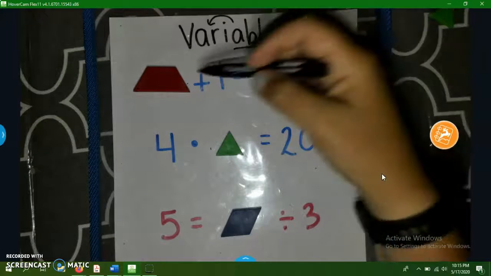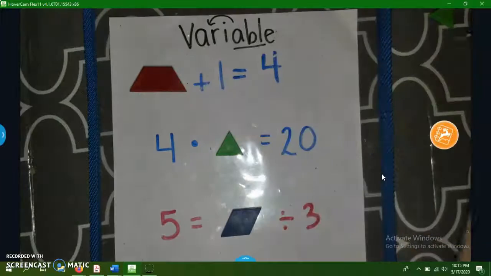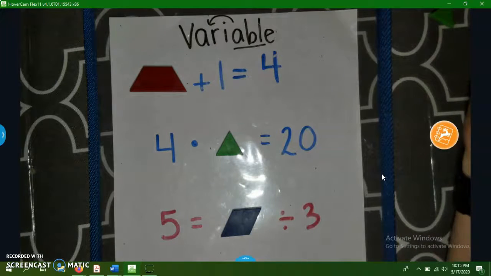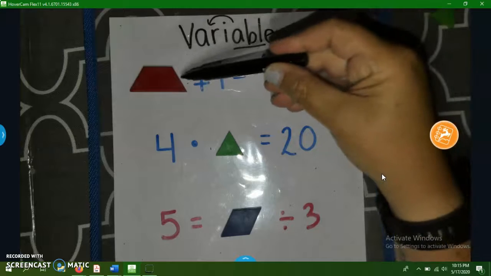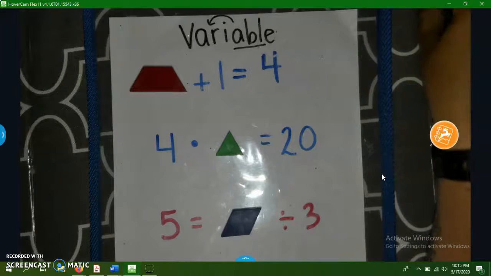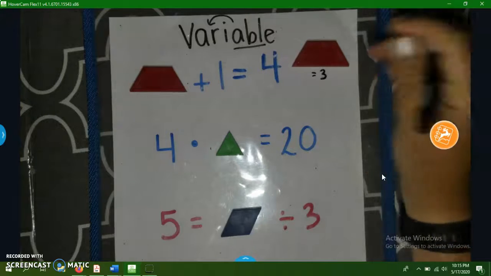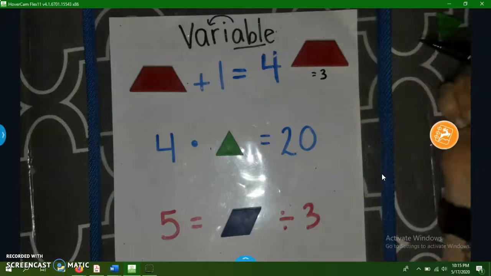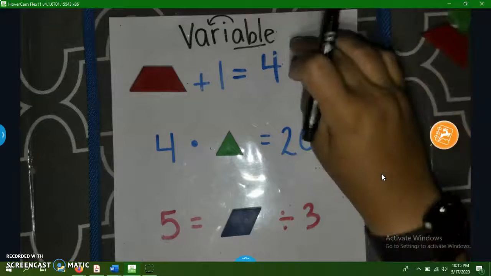And so, in our first equation, we could figure out what this trapezoid is worth in a couple of different ways. A lot of you would probably just guess and check, so you could think in your head, something plus 1 will give me 4. And you would know that this trapezoid is equal to 3. So that means anytime I see that trapezoid, I would plug in 3 for an equation such as that.